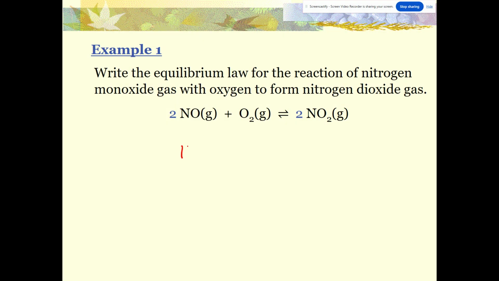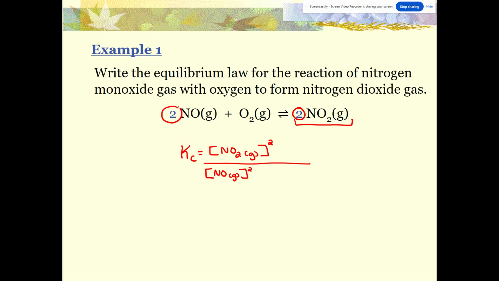Now our Kc expression again is going to include anything that is a gas. It is products, NO2 gas, over reactants. So this is my product. It has a balancing coefficient of 2, so it's going to be raised to the power of 2. That is my only product. My reactant is NO gas, also raised to the power of 2 because it has a balancing coefficient of 2, times oxygen gas, which has no coefficient, so no power. And that's all this question is asking, to write the equilibrium law or the equilibrium expression. No numbers used to calculate, just show how you would calculate it if you were to.